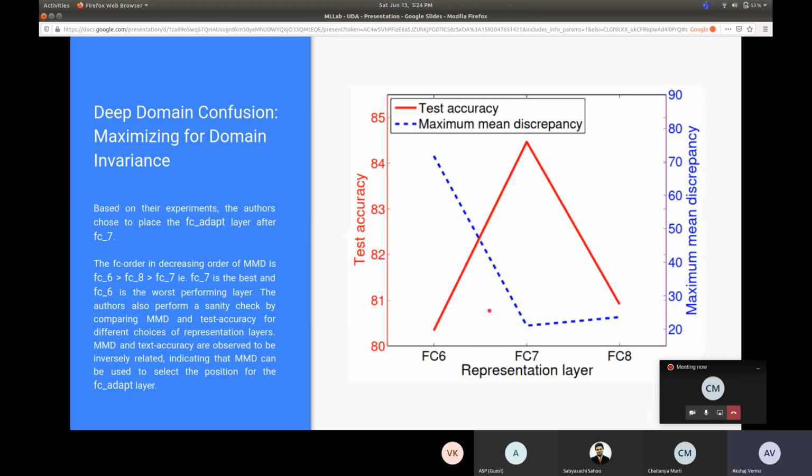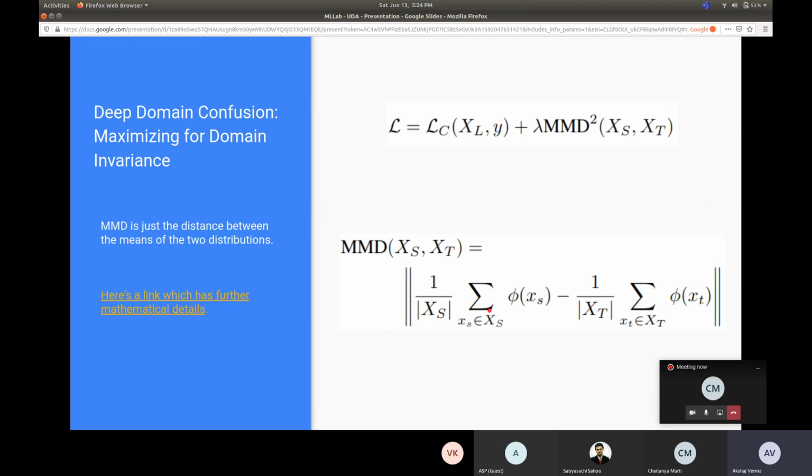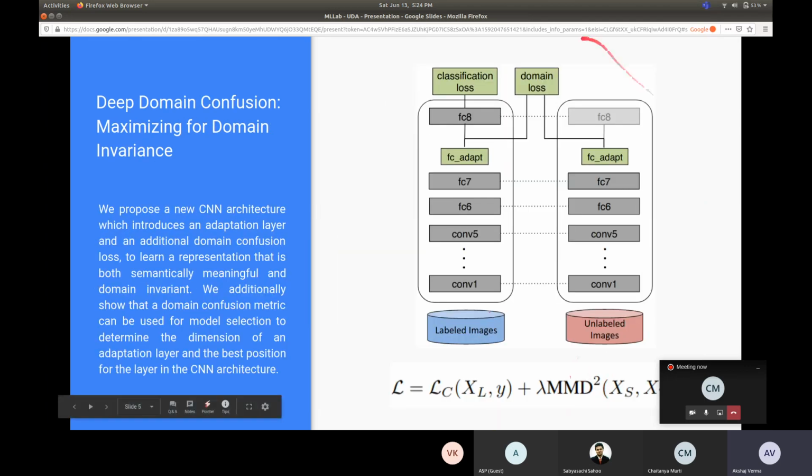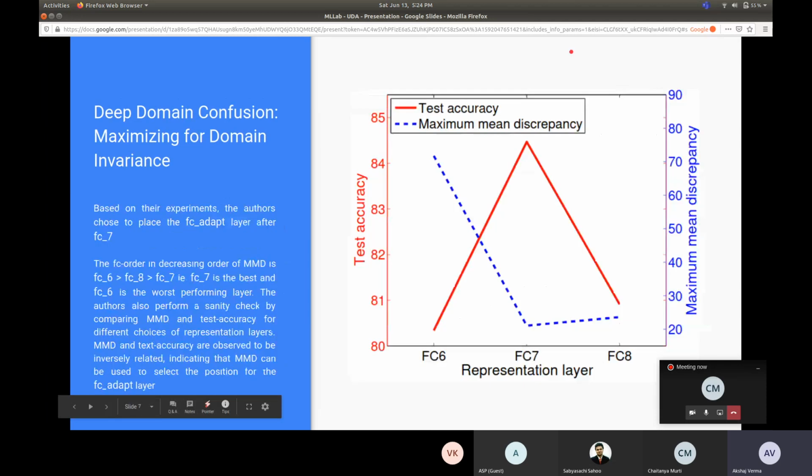So they conducted a few experiments. The first experiment was for where they should place it. They placed it before FC6, before FC7, and before FC8, and then trained their model. They observed that placing it at FC7 gave them the maximum test accuracy, and at the same time the MMD loss was at the minimum. So this kind of reinforced the hypothesis that MMD here is in fact a good choice for domain loss.